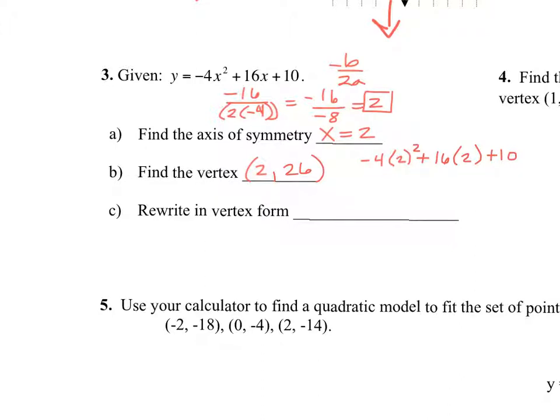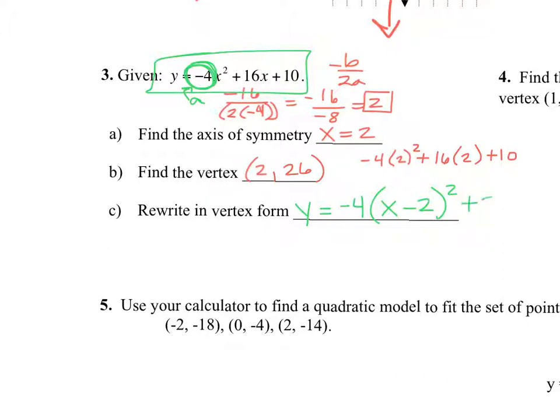Then it says rewrite it in vertex form. What other piece do you need to pull out of your original equation to put it in vertex form? A. You need the a, right? This is your a. So you're going to say y equals, a always stays the same, negative 4 times x, is it plus or minus 2? Minus 2 squared plus or minus 26? Plus 26. So it's going to be the opposite of your x, the same as your y. That is vertex form. Questions on that?